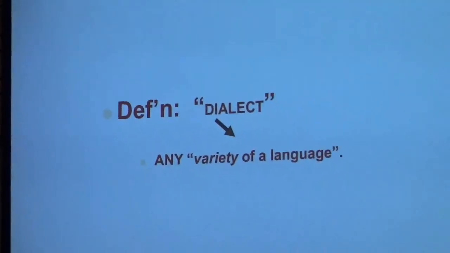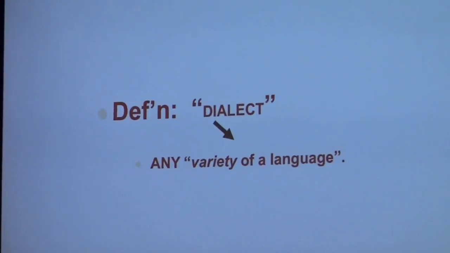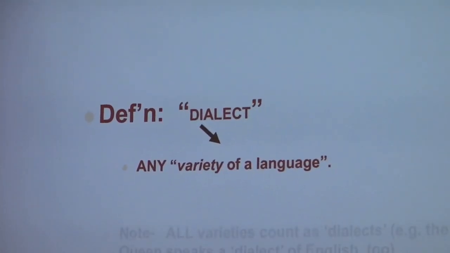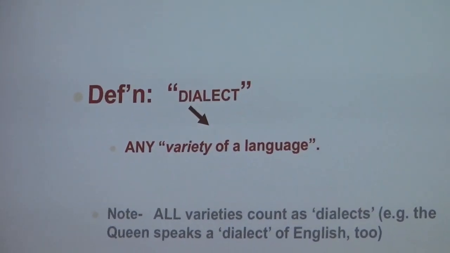Sometimes people use it in this sense, linguists wouldn't, but some people use it in the sense of she's not really speaking the language, she's speaking the dialect. To a linguist, that doesn't make any sense. It's because everybody speaks some variety of the language. So all varieties count as dialects. The Queen speaks a dialect of English too.